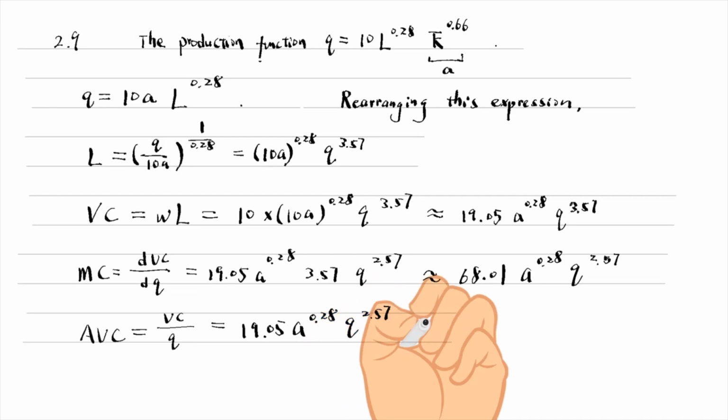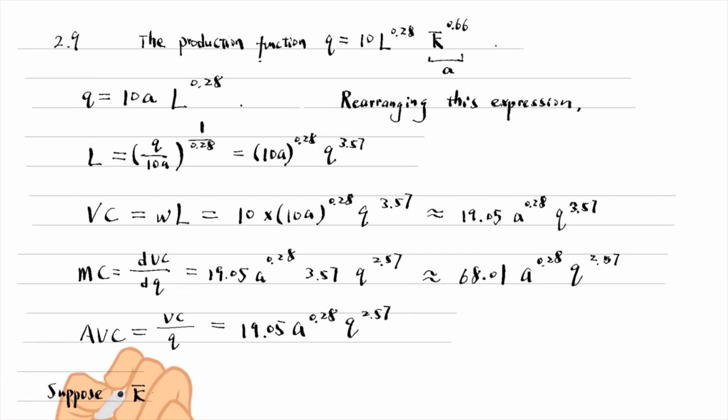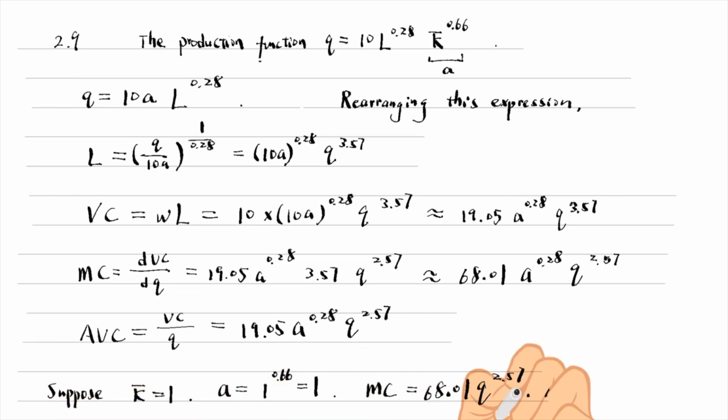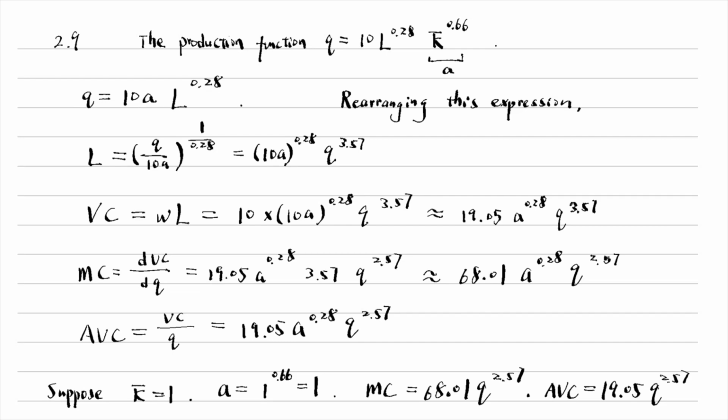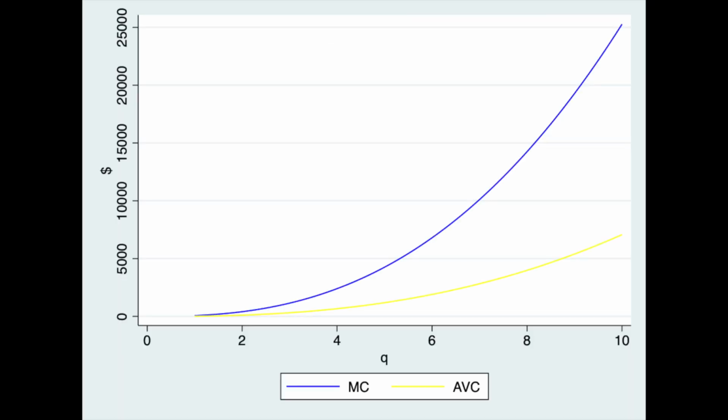They are functions of the units of output Q. Suppose the capital is fixed at 1 unit. We can calculate the marginal cost and the average variable cost and draw the curves.